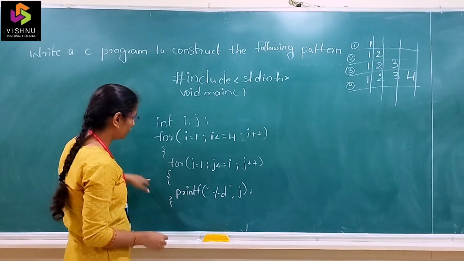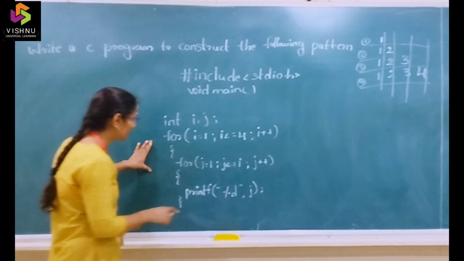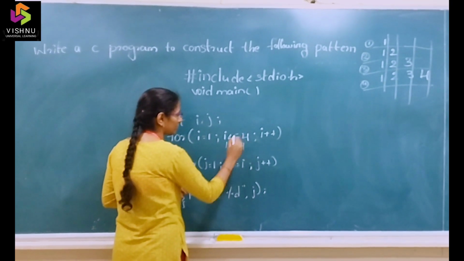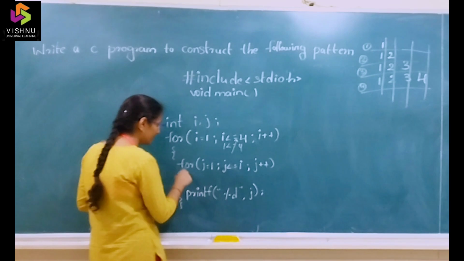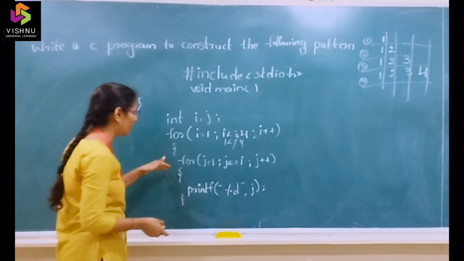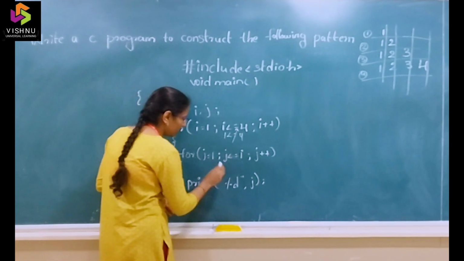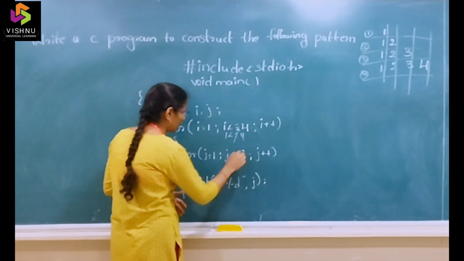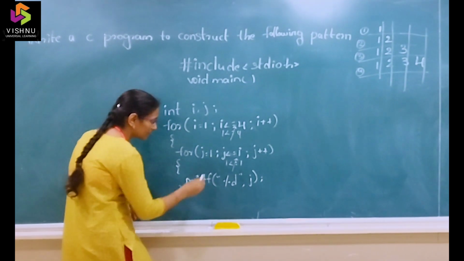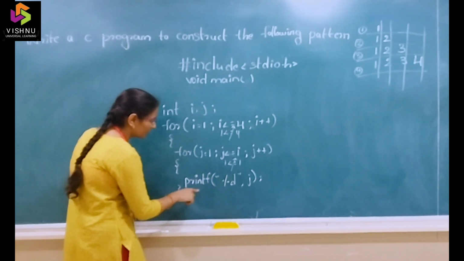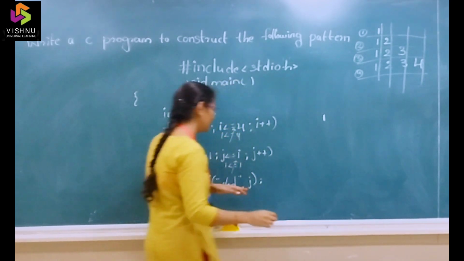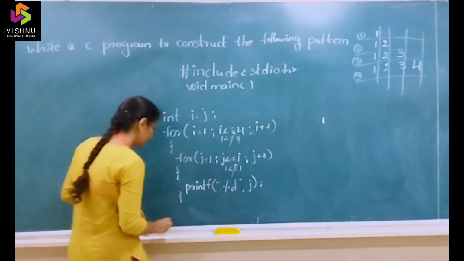Now let's look into these for loops. For i equals 1, 1 is less than or equals to 4. The condition becomes true. It enters the for loop. Here, while entering the for loop, we have another for loop. For j equals 1, 1 less than or equals to i value, which is 1. 1 less than or equals to 1 is true. It enters the for loop and prints the j value as 1.